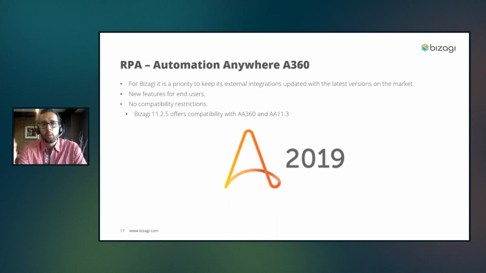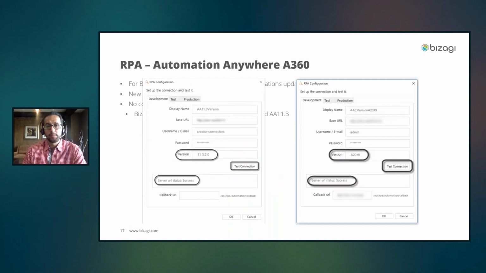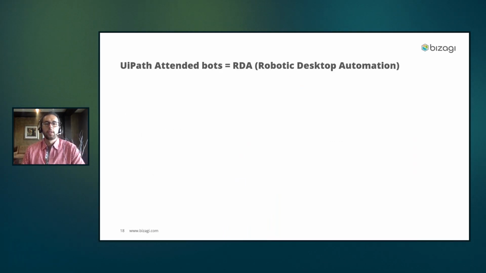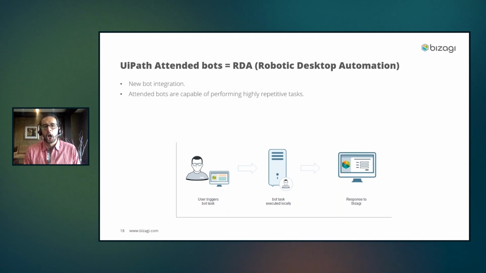So that's why what we're getting here is the support to have a native integration with Automation Anywhere A360 that was presented into the market. And finally, from the RPA perspective, what we want to present is everything about the UiPath attended bots. This is what is also called RDA, that is Robotic Desktop Automation.